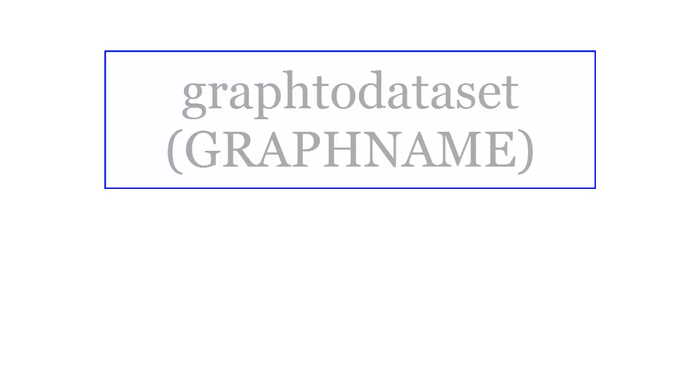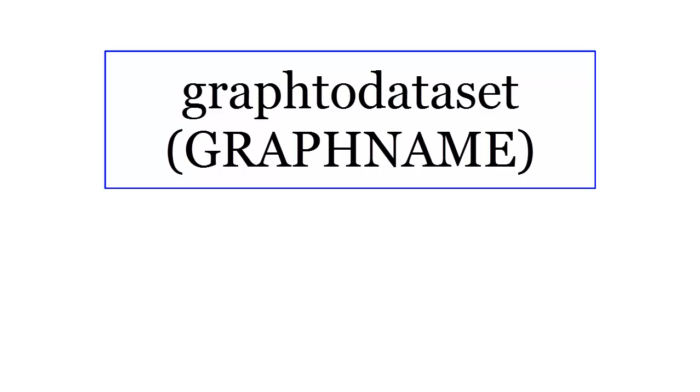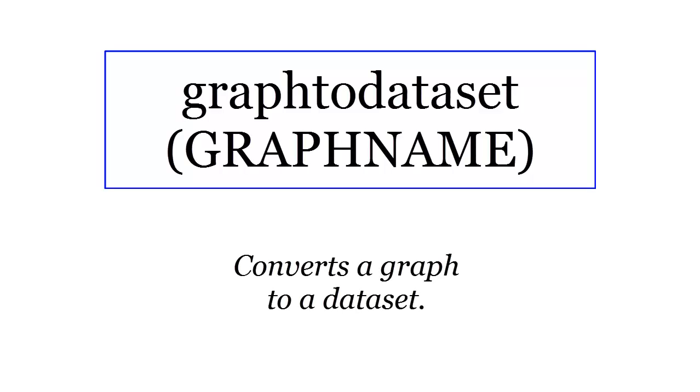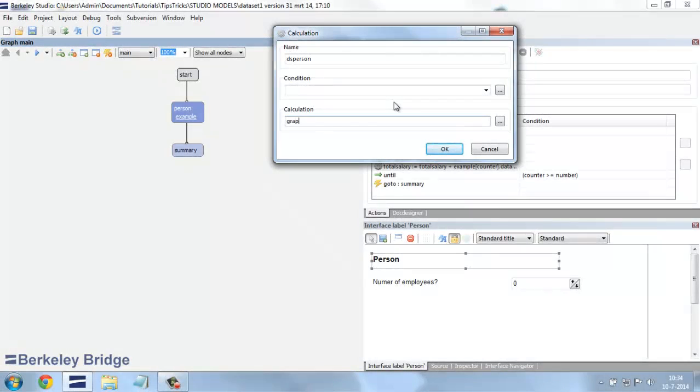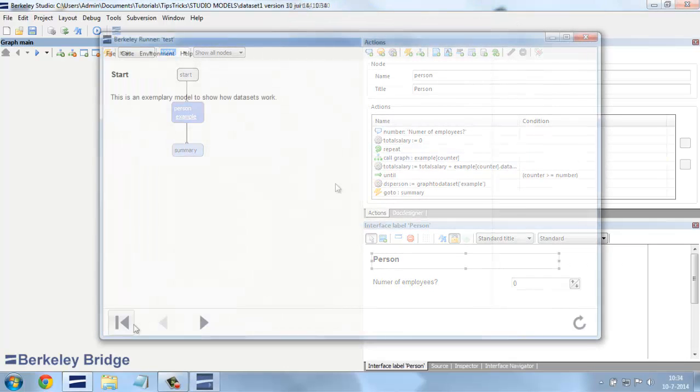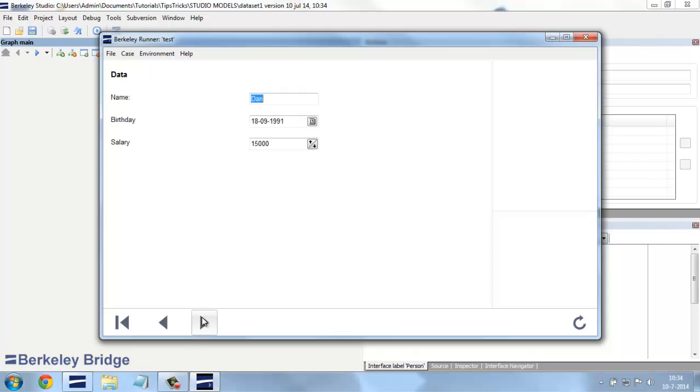The function we are using in this calculation is graph-to-dataset. As implied by its title, this function converts a chosen graph to a dataset. Thus, we insert the function into the calculation with example as the chosen graph. If we now save the model, run it and insert some data, we can inspect the dataset.